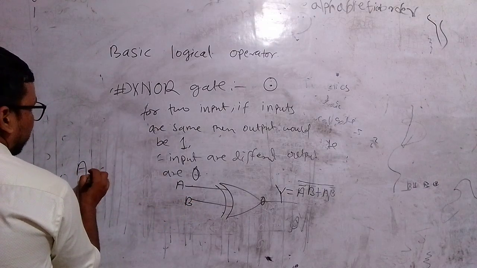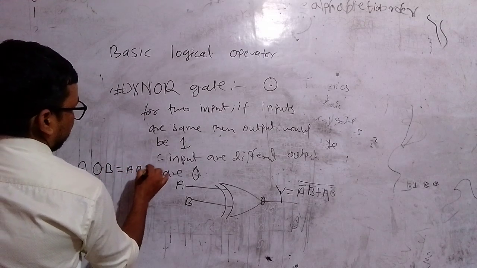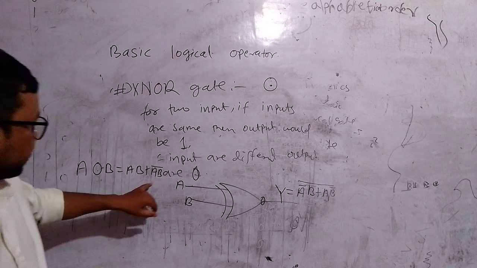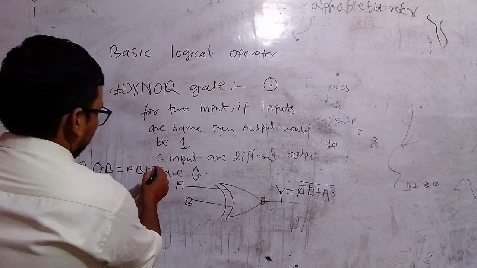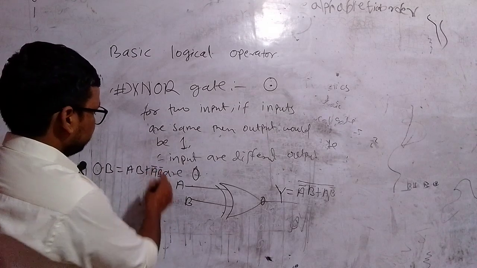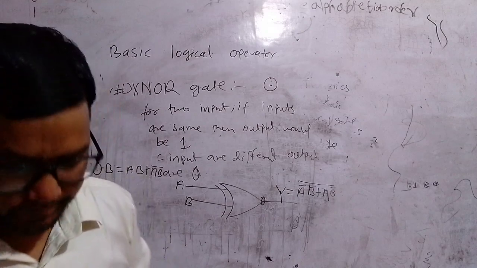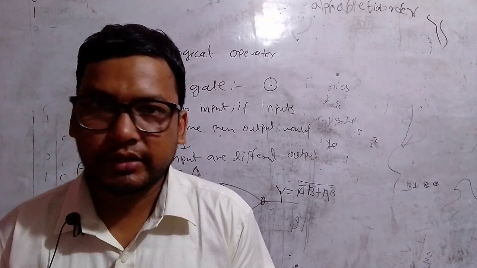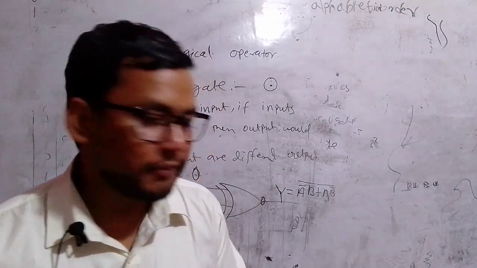That means A XNOR B is equal to AB plus A bar B bar. Now in this way, this is the expression of the XNOR. Now we have completed almost all the things that are needed for this chapter.